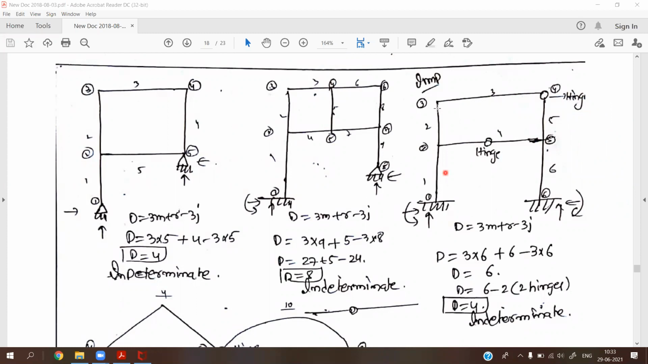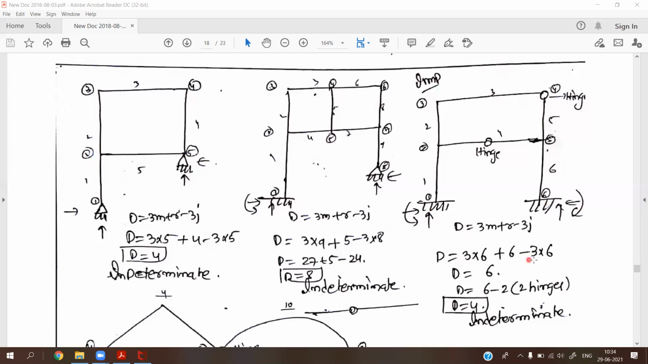Next, members. How many members are present in this frame? One, two, three, four. The internal hinge splits the member, so we count it as separate members: one, two, three, four, five, six. So totally we have six members. Next, reactions. Here is a fixed support, and here also a fixed support. Each fixed support has three unknown reactions, so 3 plus 3 is 6 reactions.